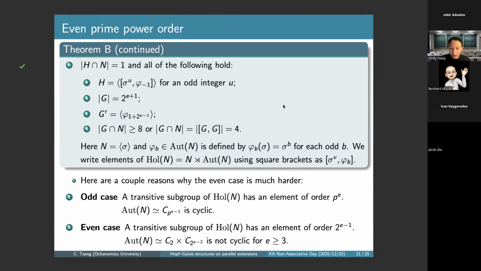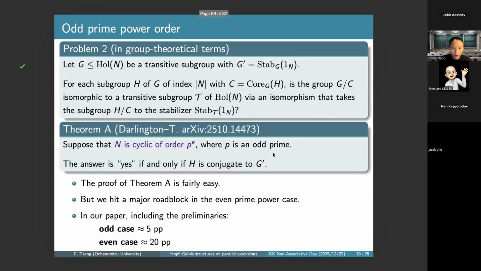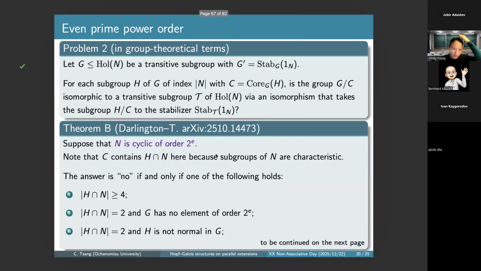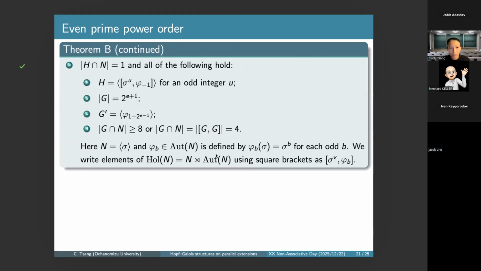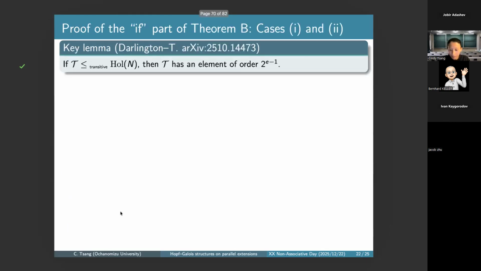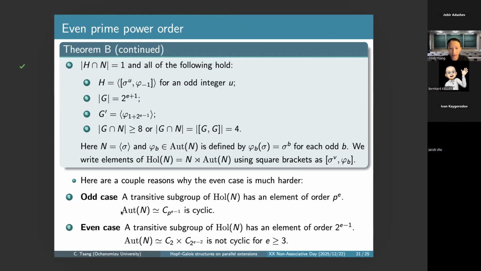The reason you can see the odd part is very clean, very easy. But then for the even part, you have so many different cases to consider, and the statement is quite long. Here are a couple of reasons why the even case is much harder. There are two main differences. One of them is the automorphism group. The automorphism group of a cyclic group of prime power order, if p is odd, is cyclic, so it's nice and easy. But if p is even, when the exponent is greater than or equal to 3, then it's not cyclic.